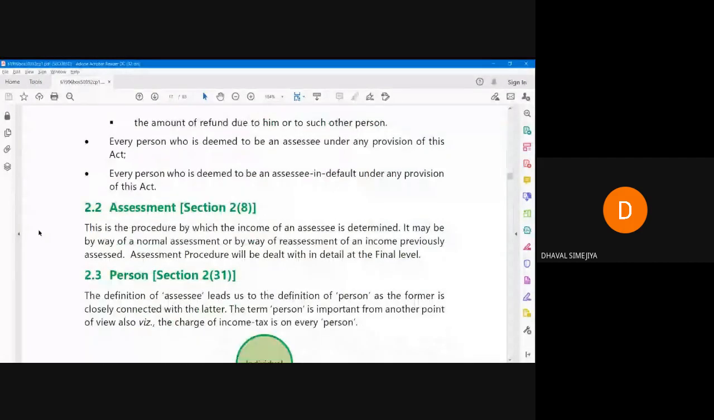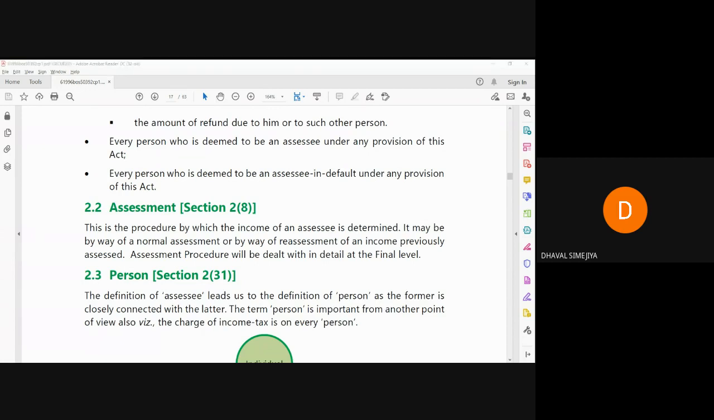Now SSE is done. Now, sir, what is the meaning of assessment? Assessment means calculation procedure, computation procedure. Computation of income, calculation of income. Assessment, section 2, subsection 8. This is the procedure by which the income of an SSE is determined. It may be by way of normal assessment or by way of reassessment of an income previously assessed.